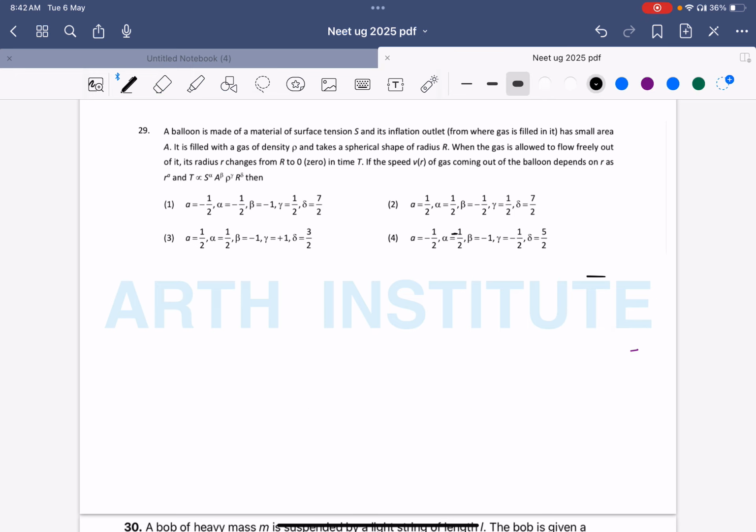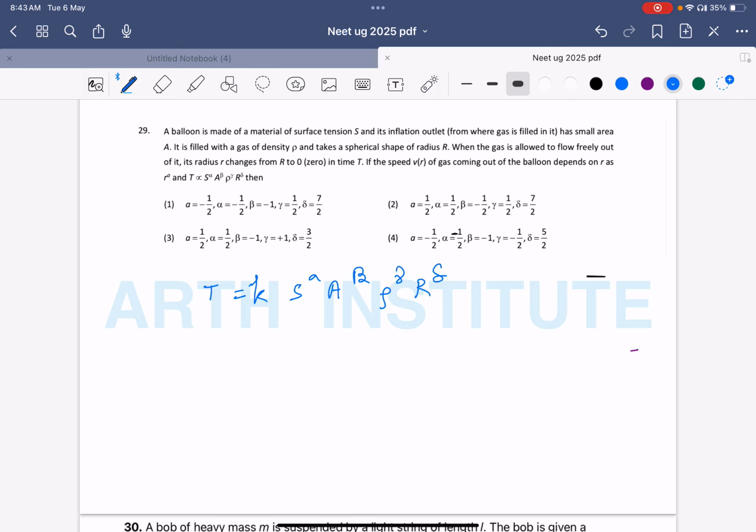Now this is a question based on dimensional analysis. You should be able to visualize that here there are so many unknown powers, and this can be done very easily with the help of dimensions. If you look at the expression, t is equal to some dimensionless constant s to the power of alpha, a to the power beta, rho to the power gamma, and r to the power delta.